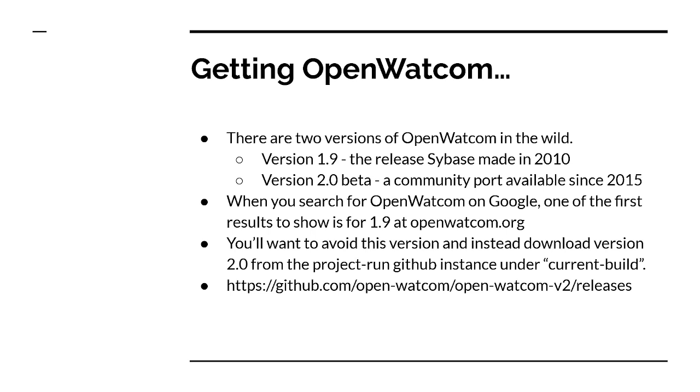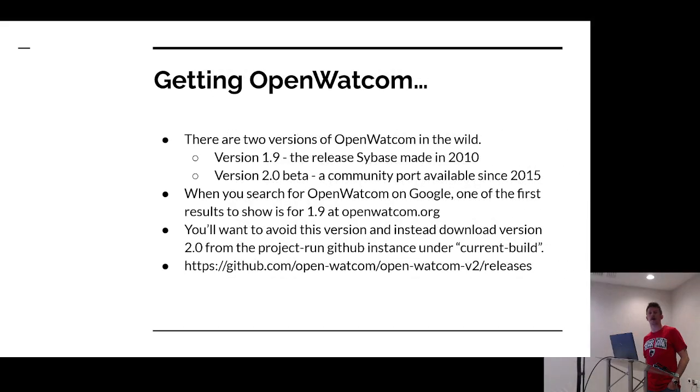So when you do search for Open Watcom in say Google or Bing, one of the first results that you're going to see is for the version 1.9 release that would be at openwatcom.org. So that could possibly confuse some folks. And it's not that 1.9 can't be used for ArcaOS development, but as you'll see here in a minute, you probably don't want to download that here, and you'll understand why.